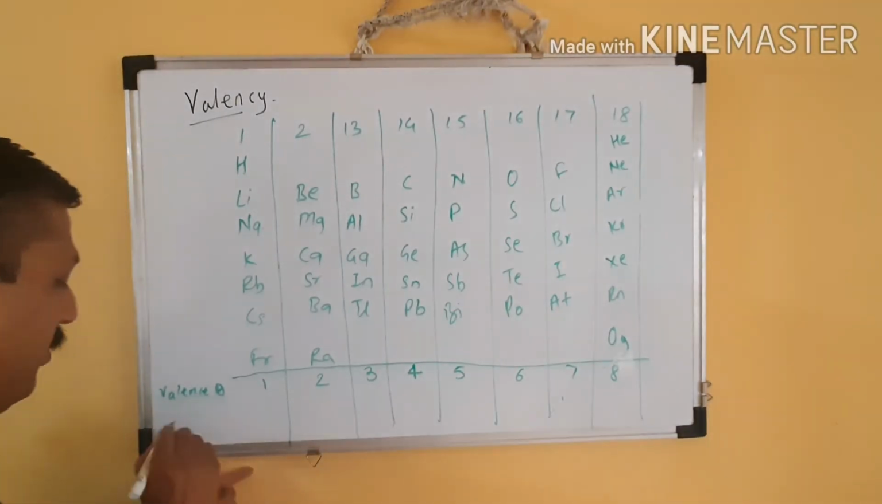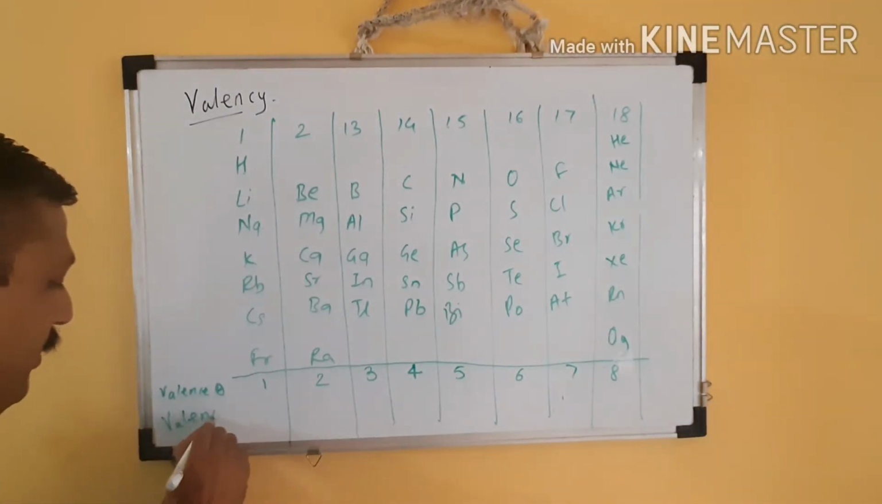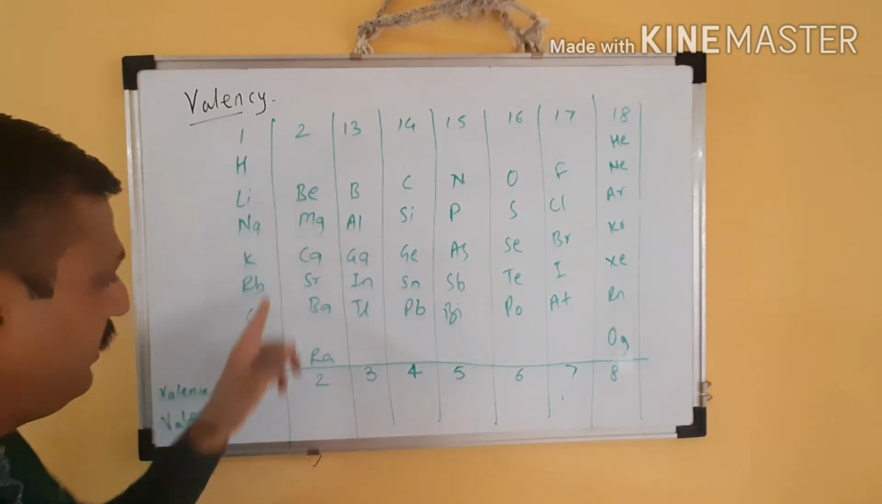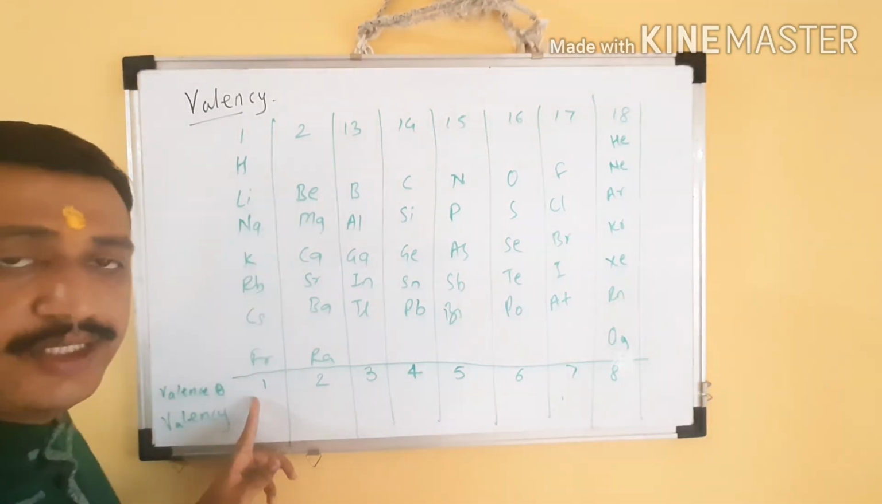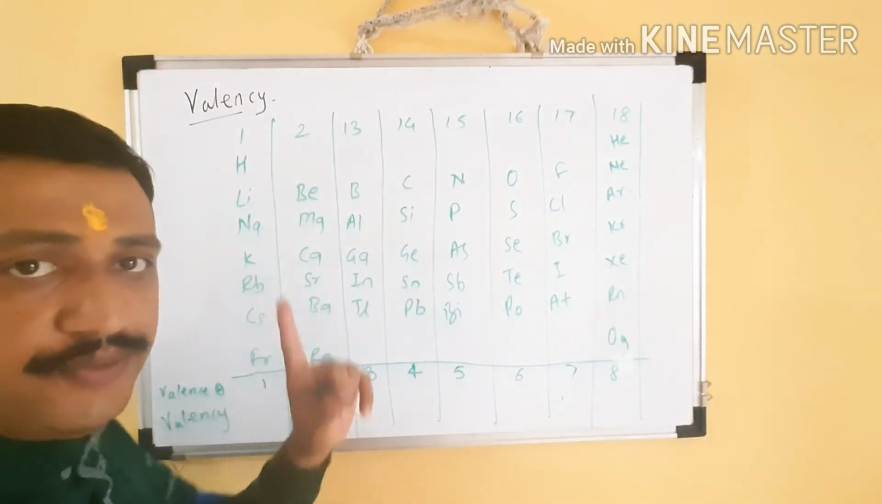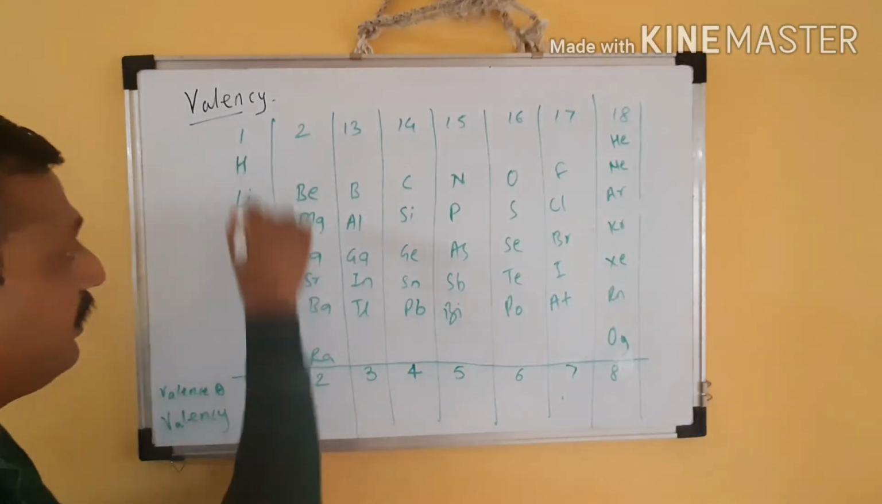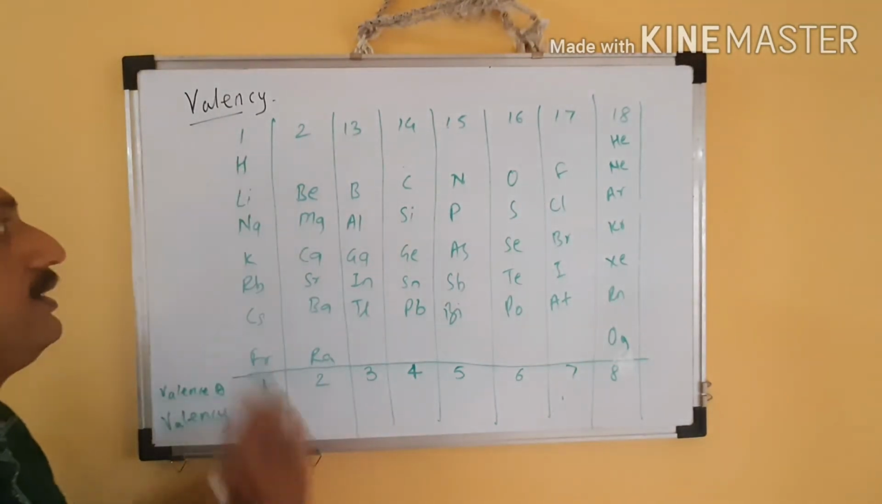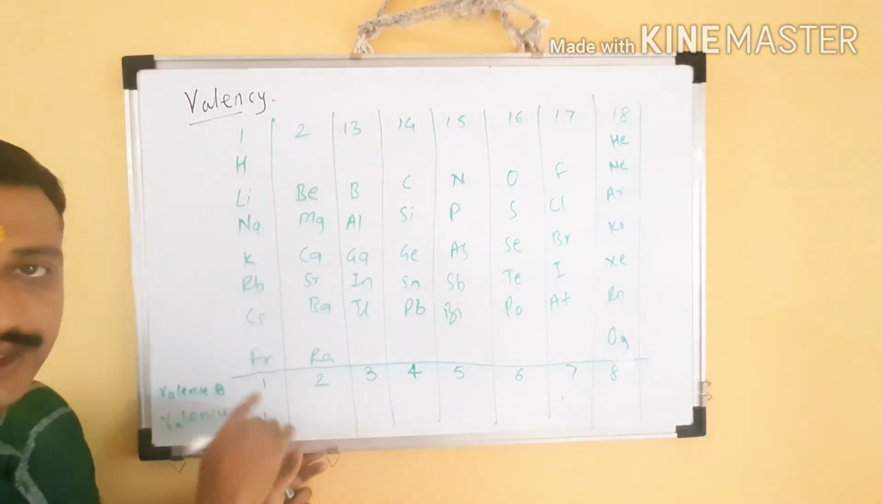Now, so as to attain stability, just now we saw the example of sodium will lose 1 electron. In the same way, all these elements having 1 electron in the last shell, so as to attain stability, will lose their 1 valence electron. That's why the valency of all these first group elements is 1. These are the alkali metals except hydrogen. All these have a valency of 1.